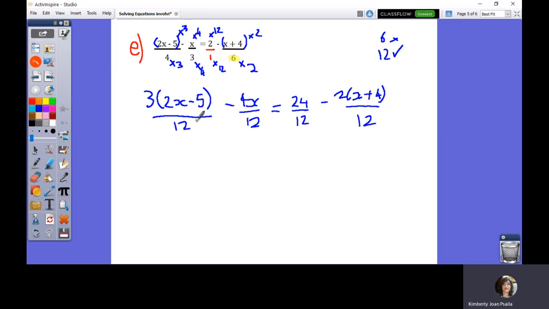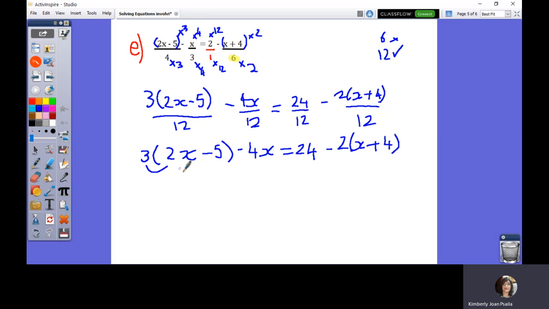Since we have changed all the denominators to 12, now we can remove them so that we easily work out and solve our equation. So we have 3 brackets 2x minus 5 minus 4x is equal to 24 minus 2 brackets x plus 4. So first, in order to solve this, we have to expand the brackets. We have to open up the brackets.